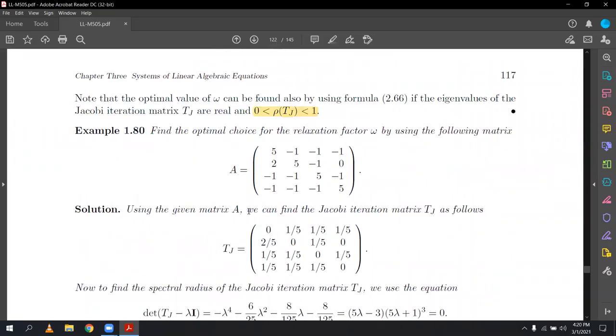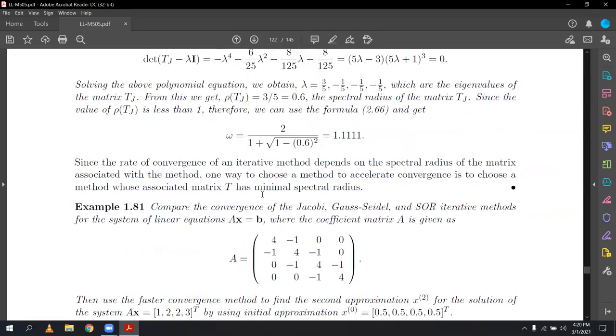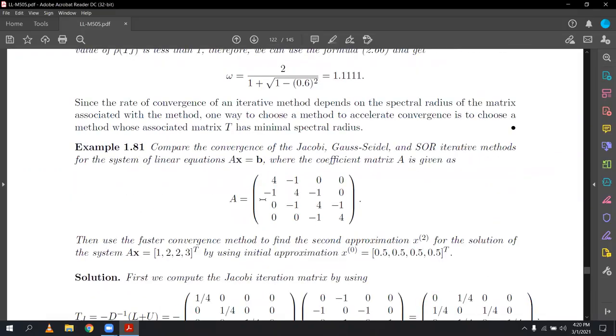This is the same thing. I give another example, 4 by 4, but in the exam, of course, I cannot give you a 4 by 4 like the one we have here now. I solve the system here and I say: compare the convergence of the Jacobi, Gauss-Seidel and SOR iteration methods for this given system, and then use the faster convergence method to find the second approximation. This is a problem that could be given in the exam, but it should not be 4 by 4. It should be 3 by 3 in the exam. So this is a good example, please.